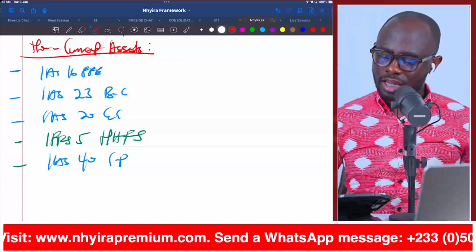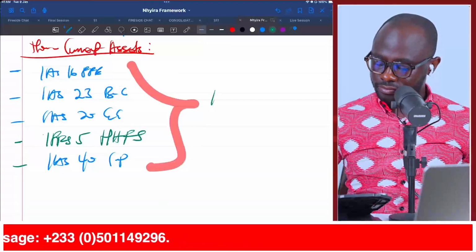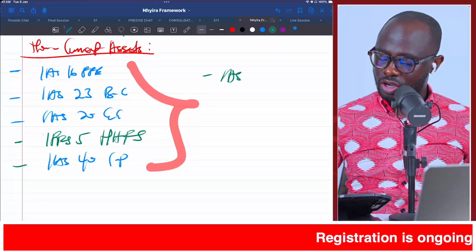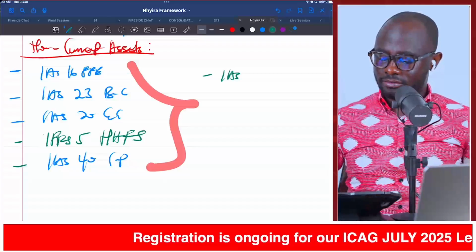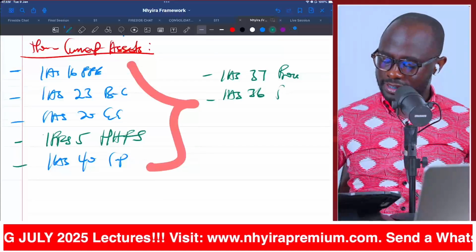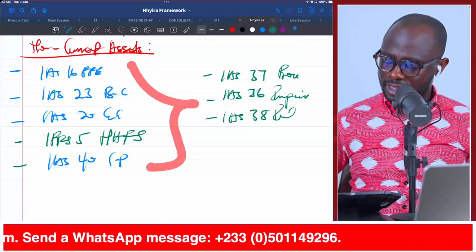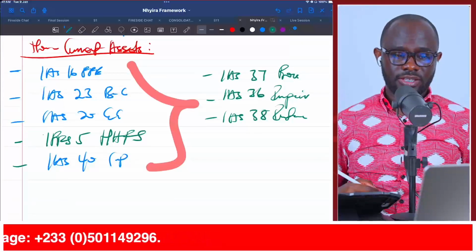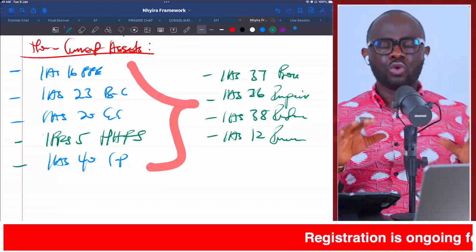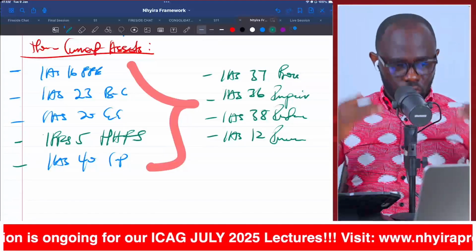Connected with these non-current asset standards are some other accounting standards, such as IAS 37, provisions, contingent liabilities, and contingent assets. Then we can talk about IAS 36, impairment of assets, IAS 38, intangible assets, and then IAS 12, income tax. So what are you trying to do? You are getting a breakdown of the accounting standards.